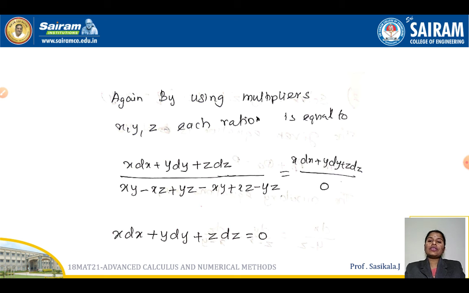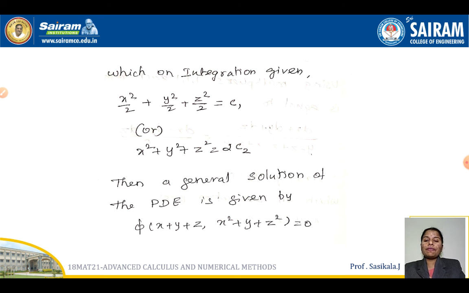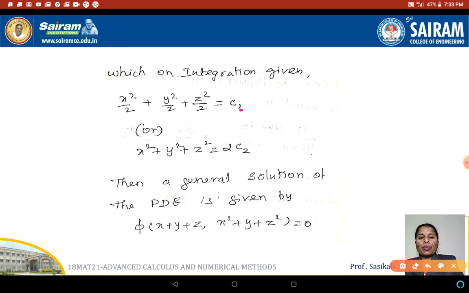Now integrate, right? So when you integrate, what will be your answer? The answer is x squared by 2 plus y squared by 2 plus z squared by 2, which is equal to C2. The 2 you can take to the right side, so it becomes x square plus y square plus z square equal to 2 C2. Then the general solution is phi of u comma v, isn't it? The PDE is of the form phi of x plus y plus z comma x square plus y square plus z square equal to 0. Okay, the correction of this is supposed to be C2, and here you will get y squared.